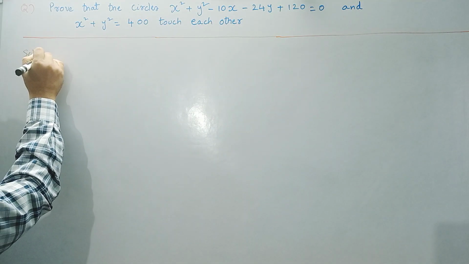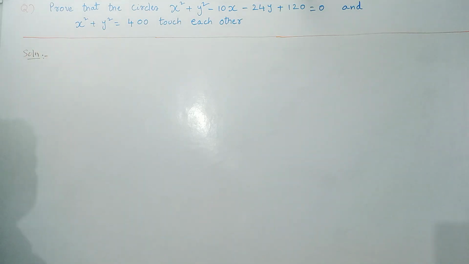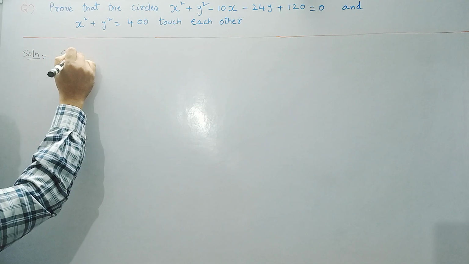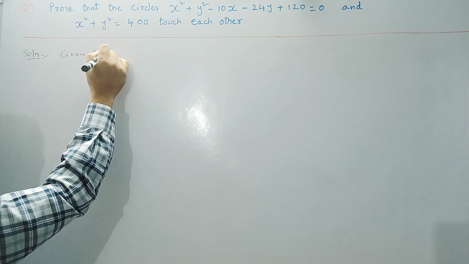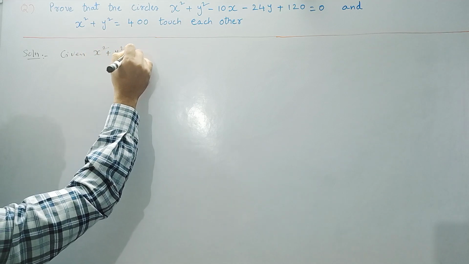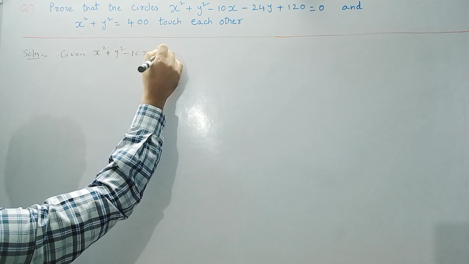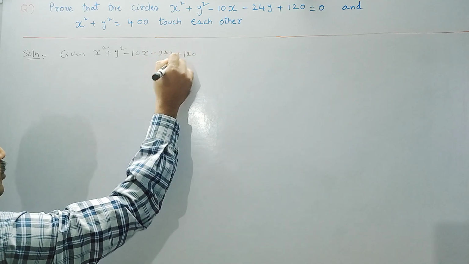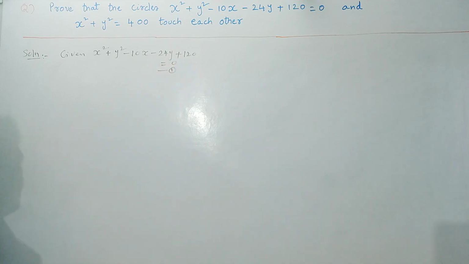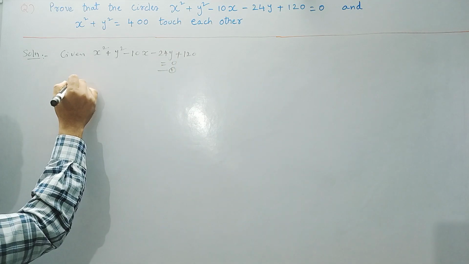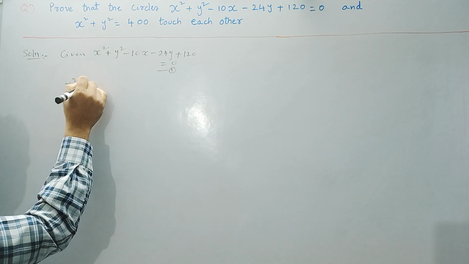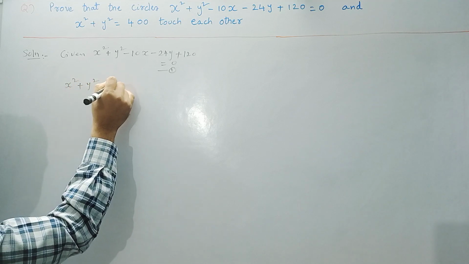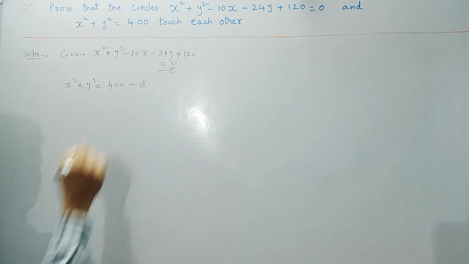So step number 1, you need to write the given two equations of circles. So what have they given? Given x² + y² − 10x − 24y + 120 = 0. Number this as equation number 1. And the second equation, x² + y² = 400. Number this as equation number 2.